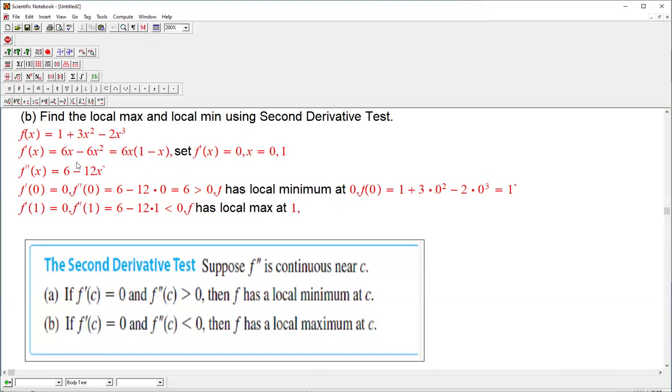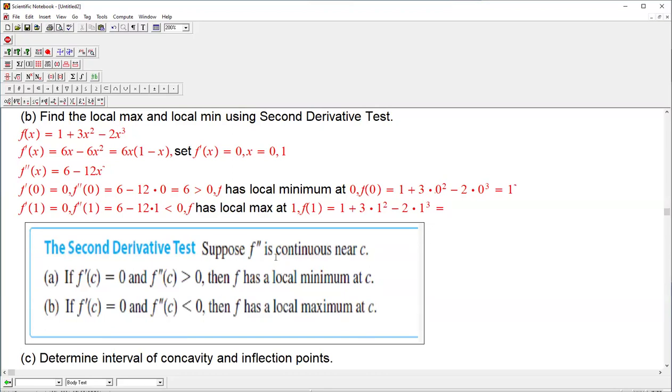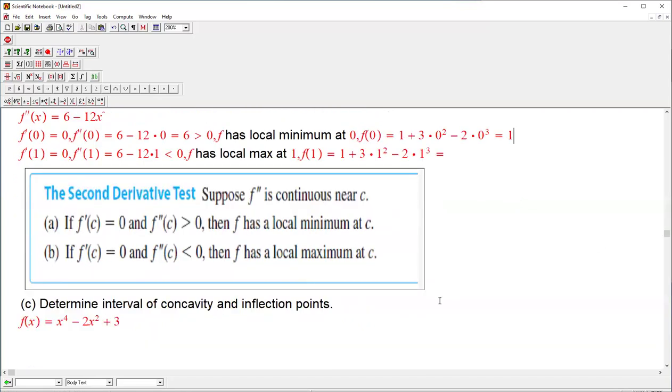Then we plug x equals 1 into the function, and the final answer is going to be 2. So the local max and local min are found. That's how much work you need to do. You have to be very clear about what is being asked and what you need to do. And thirdly, asking about concavity.